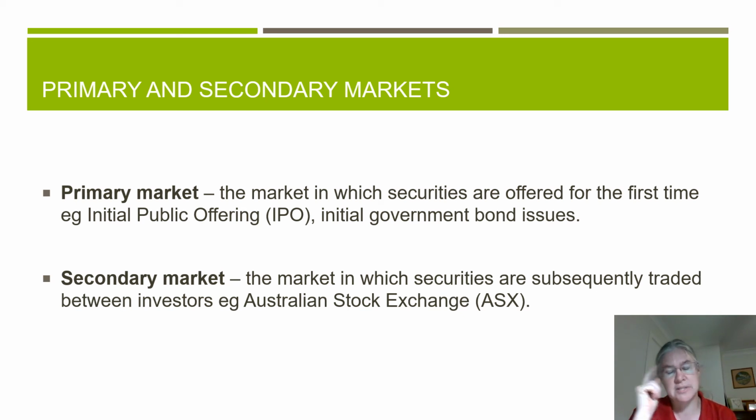So sometimes you'll see advertising for when shares are being listed for the first time. For example, Coles was separated from Wesfarmers, and they were separated out on their own. That would be primary market when they're first available for sale.